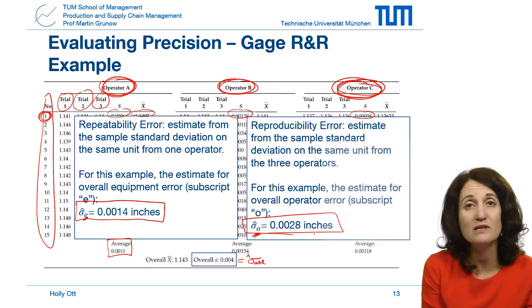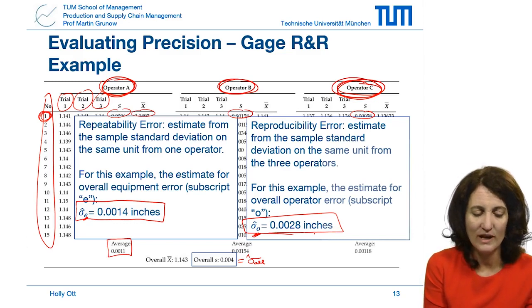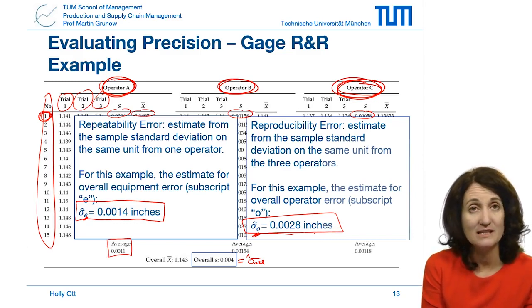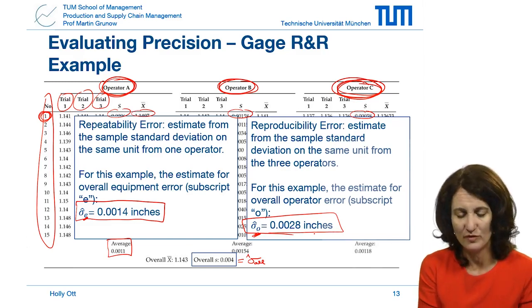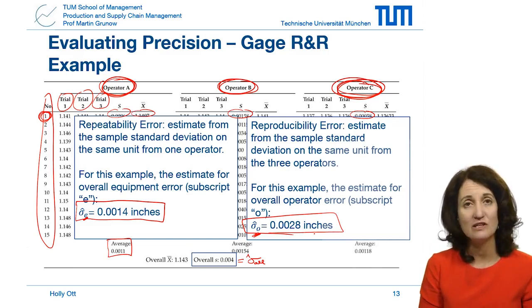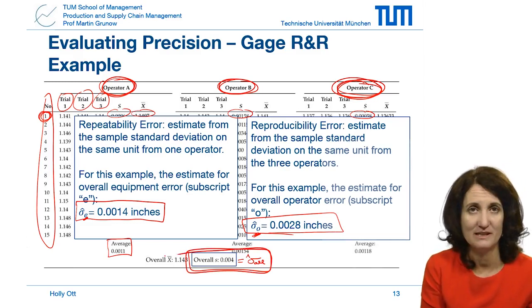So we use the data that we have, we calculate these statistics using our data, we just look at them in different ways: repeatability, looking at the same unit from one operator; reproducibility, looking at the same unit from different operators. And now we have these 3 important estimates.